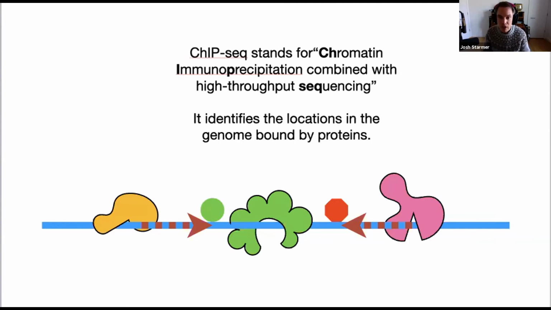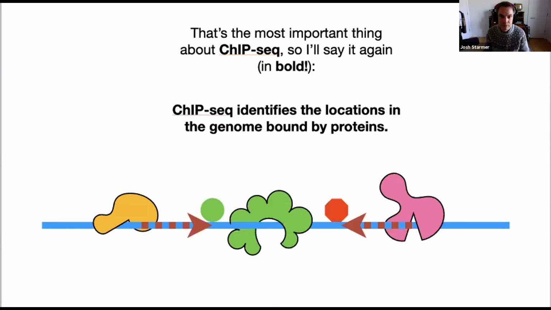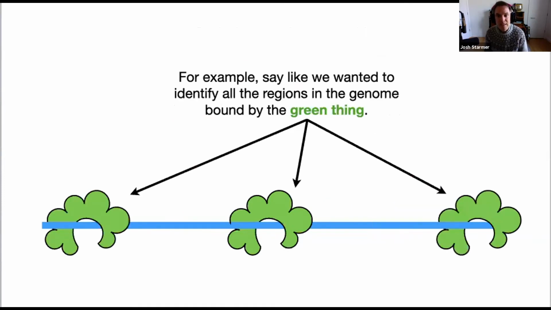In short, ChIP-seq identifies the locations in the genome bound by proteins. That's the most important thing about ChIP-seq. So I'm going to say it again, and I'm going to say it in bold. ChIP-seq identifies the locations in the genome bound by proteins. For example, say we wanted to identify all the regions in the genome bound by the green thing.